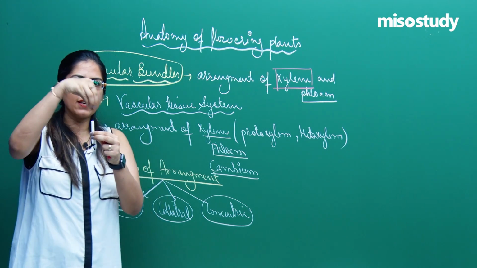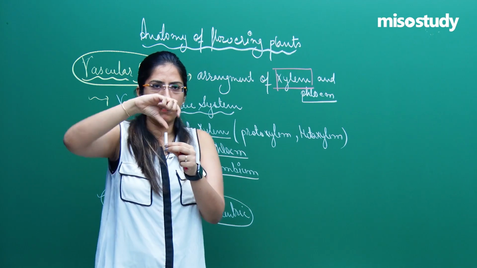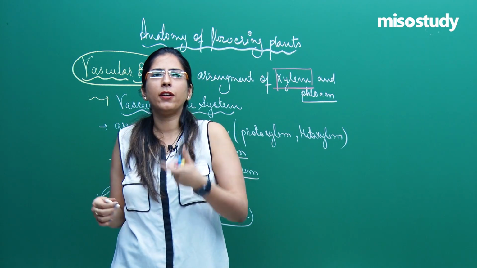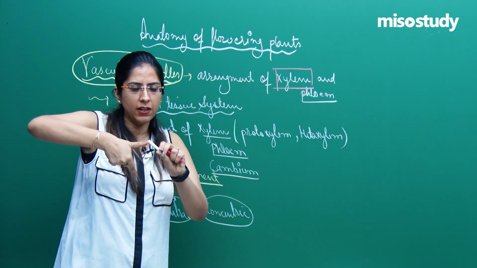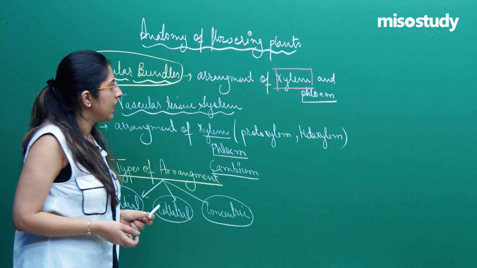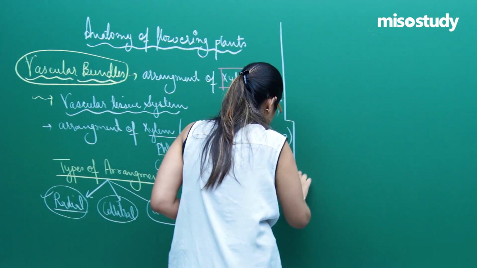Concentric means having the same point from where we can draw circles. I don't remember the name that you use in your mathematics. So we have that same point and we have different diameters of the circle. So this is called the concentric type. Let's first start with the radial type.